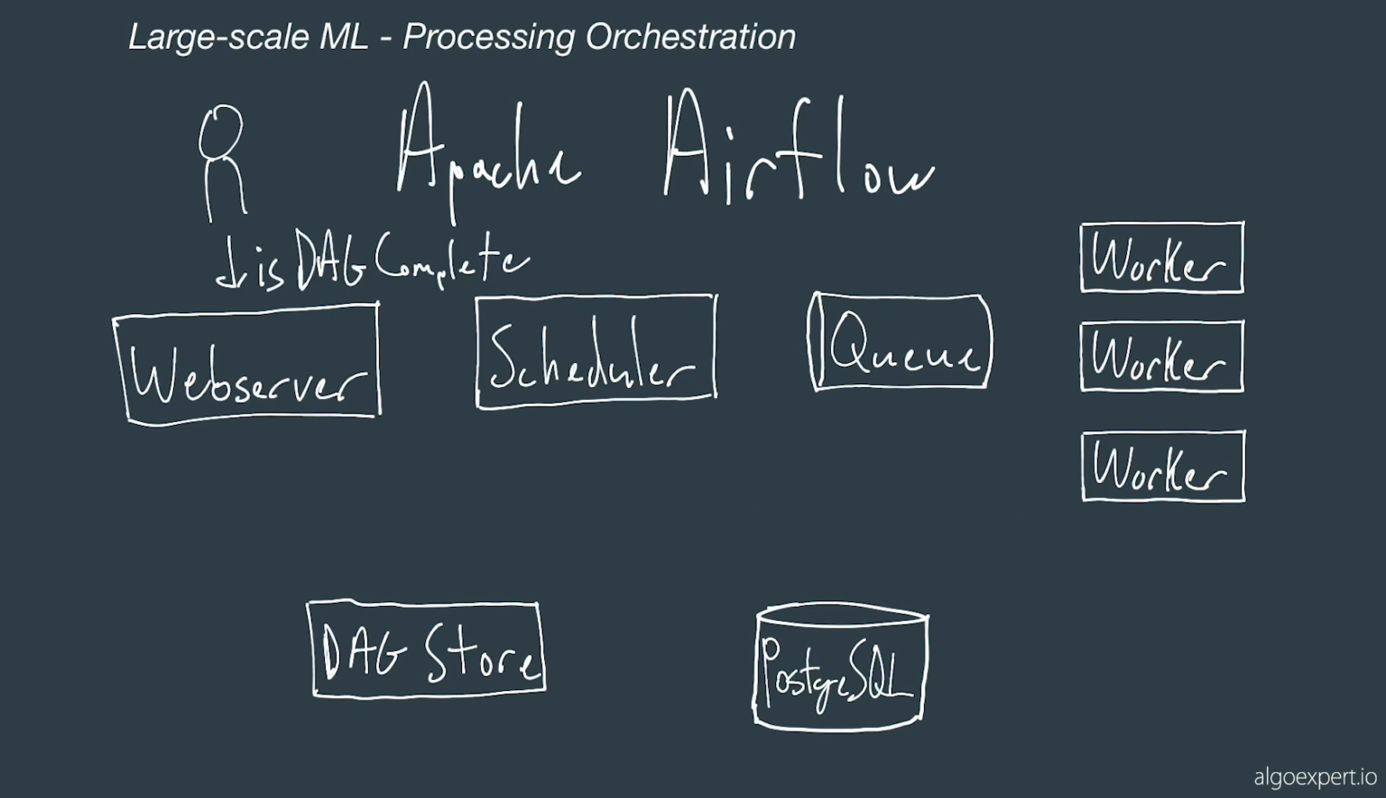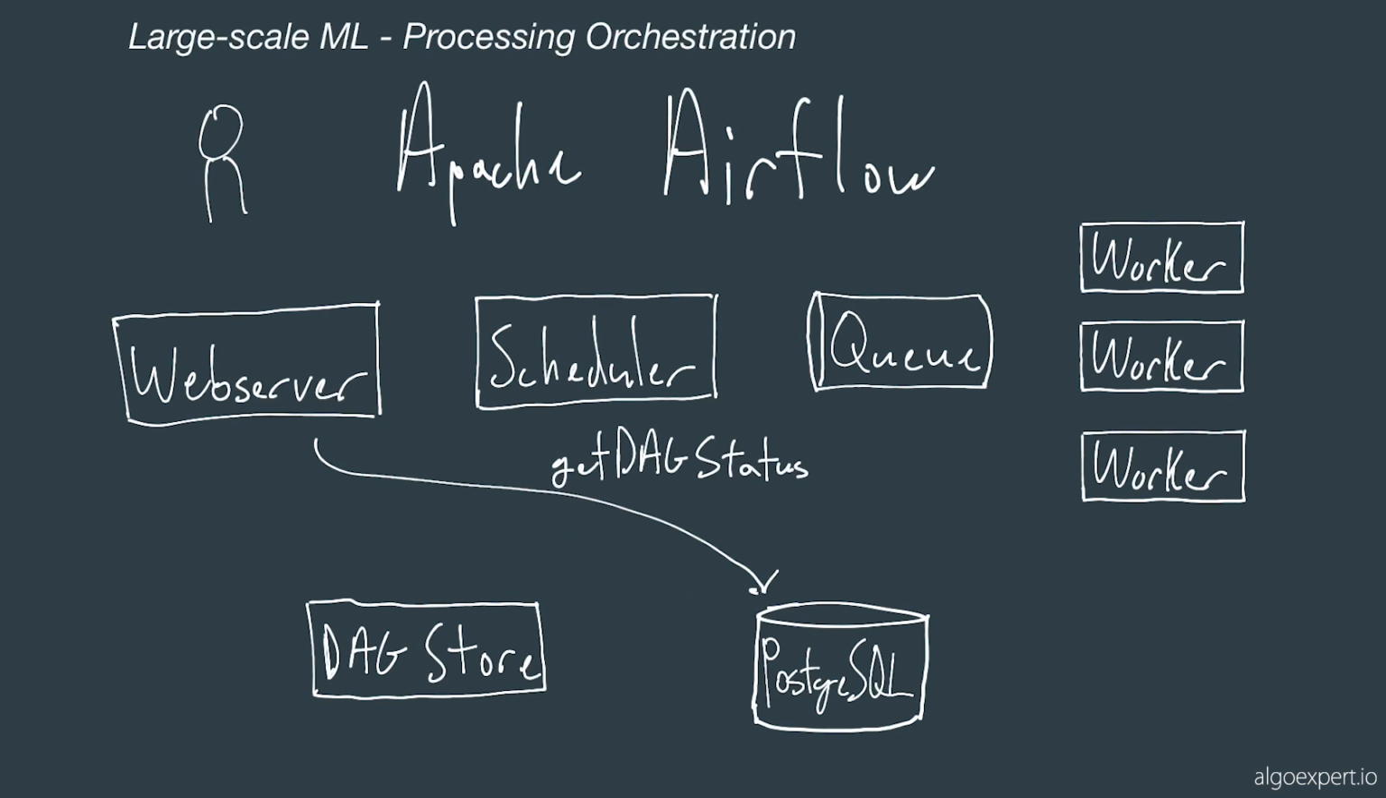This will allow the web server to pull the database to check on the status of some particular DAG run. Finally, the web server will relay back to the user that, in fact, yes, a DAG run has completed, and the user will be able to check the stats of that DAG run, such as were there any failures, how long did it take, and perhaps maybe even alter the schedule of that DAG.